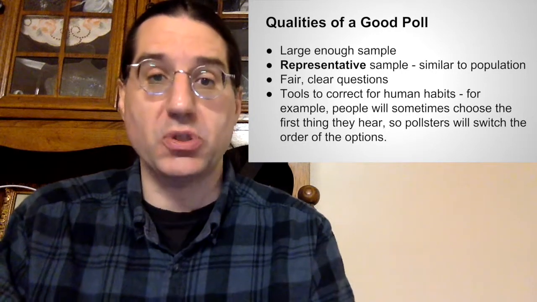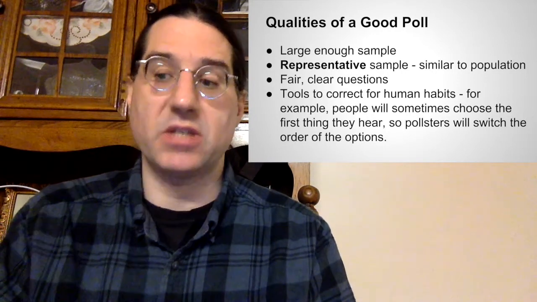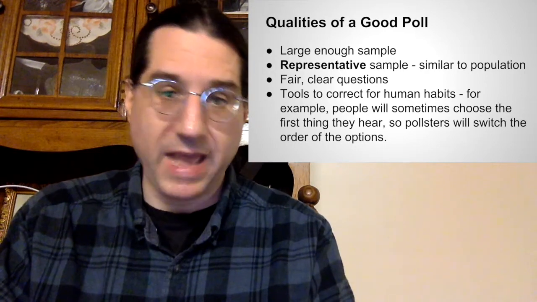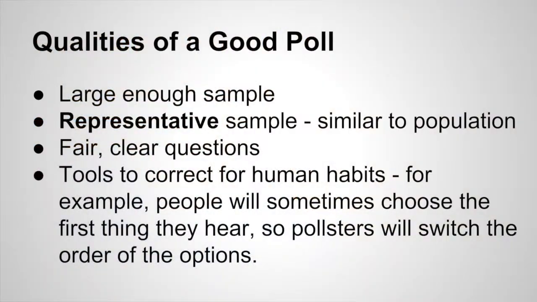So a good pollster will rotate. If they're asking about 3 candidates, sometimes you put candidate A first, sometimes candidate B, other times candidate C. That way you rotate it. That way you're kind of accounting for the way people think and the way people respond.